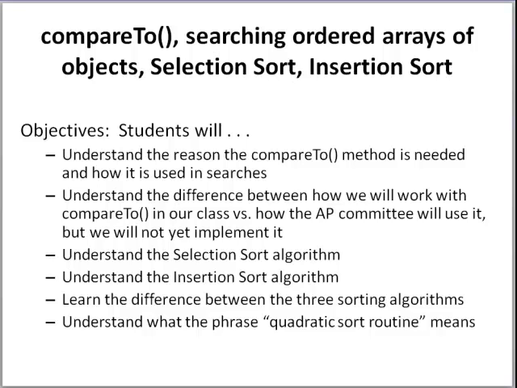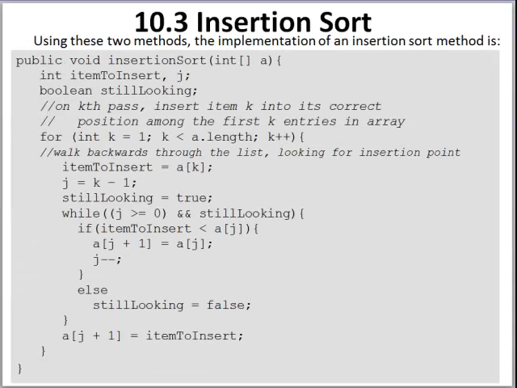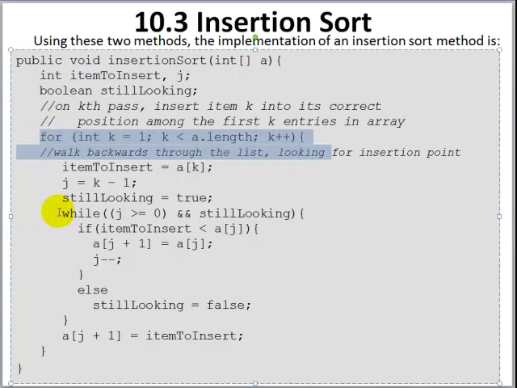And it occurred to me, looking at this objective slide, that I never talked about the phrase quadratic sort routine. And what that means is that every single one of these sorting algorithms had a nested loop in them. And why we call that quadratic, let's look at the insertion sort routine. So here's the outer loop, and here's the inner loop. Okay, we mean quadratic as in n squared. It happens n squared quantity of times.